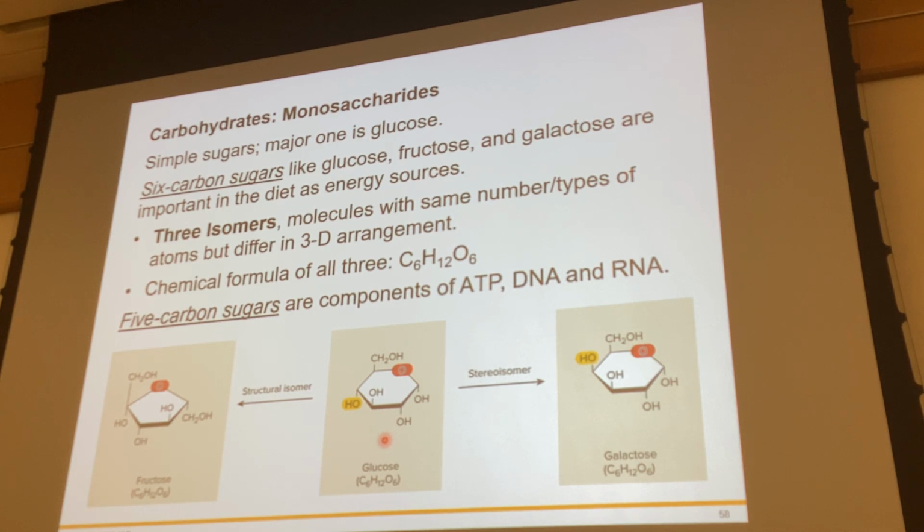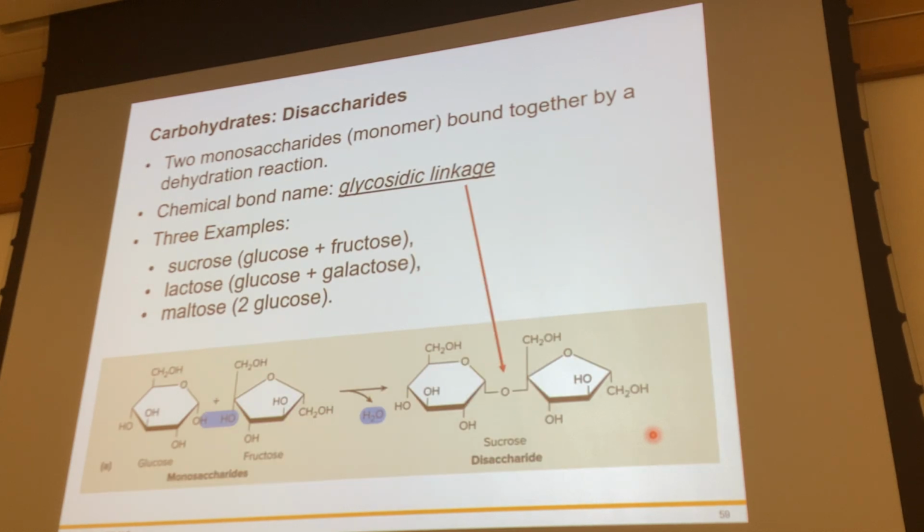I don't understand that. Is it like all with the same elements, just in different forms? Yes, exactly. So on the left is fructose, in the center is glucose, on the right is galactose. The only one that I would ask you to identify would be glucose. I could ask you to tell me the chemical formula on the left or on the right, and if you look at the bottom, they're all the same. So these are called isomers. I don't care if you know that. I do care if you know about glucose.